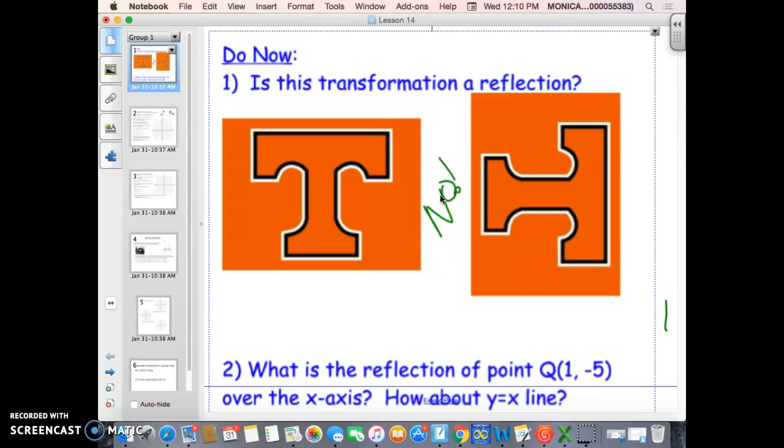what is the reflection of a point Q over the x-axis? So please remember, for the x-axis, the x stays the same and the y changes. So it'd be Q goes from 1 to 5. And then about the xy line, well, they're going to flip-flop for the xy line. So I'll call this Q prime and I'll call this Q double prime. It's going to go to -5, 1. So those are your rules for reflections.